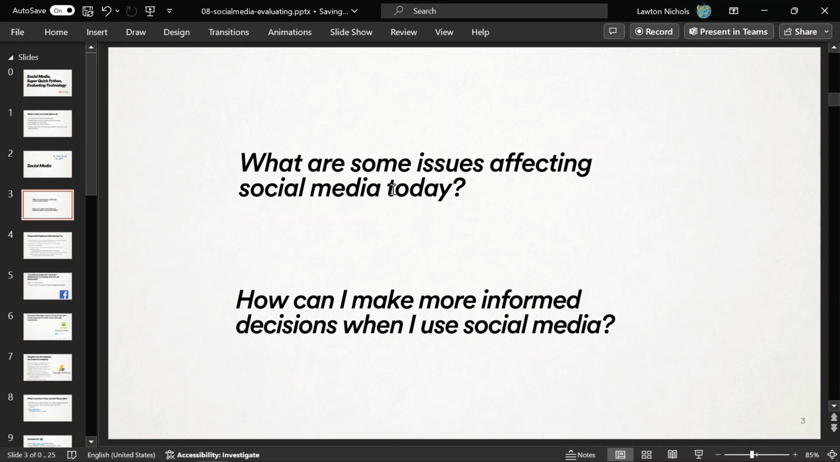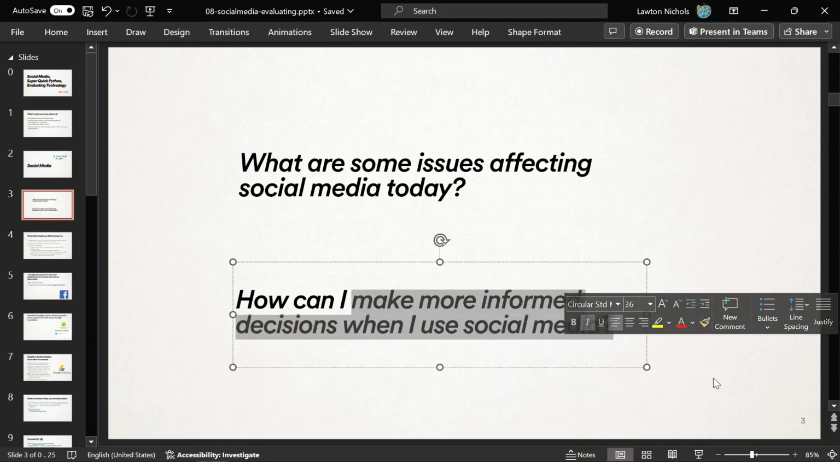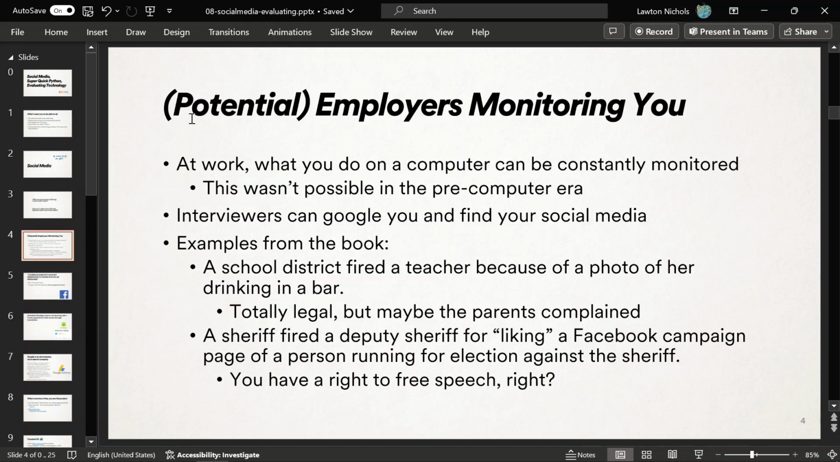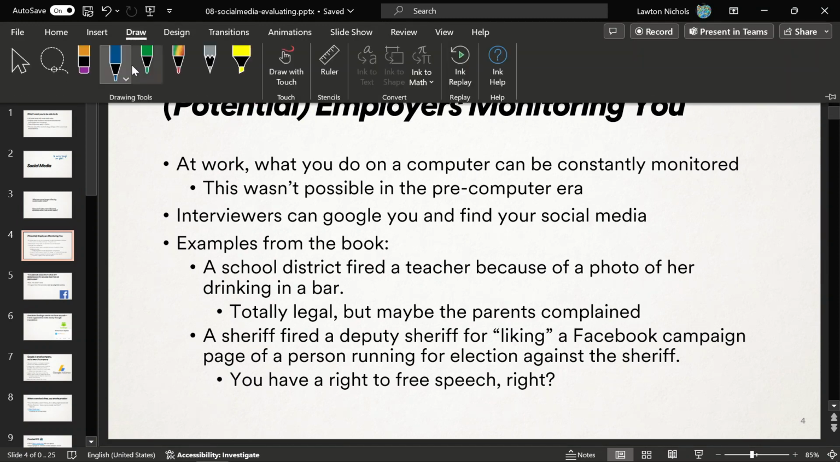We'll talk about some issues. We'll try to answer these questions. Some issues with social media, and since we all use it most likely, how can we use it in the best way possible, making informed decisions, being good internet citizens. So I just have some anecdotes, some fun ideas of social media.